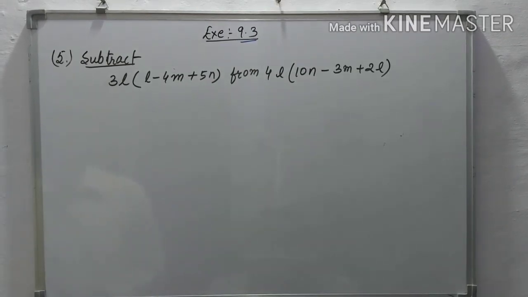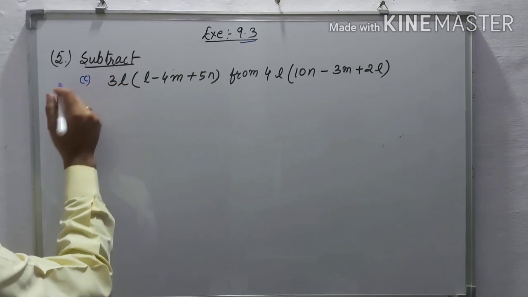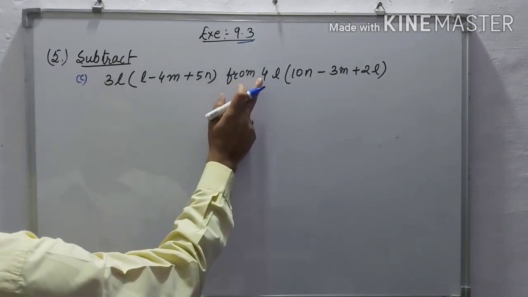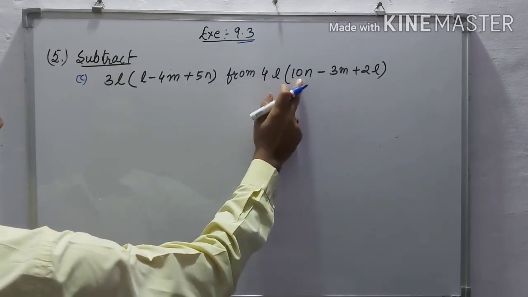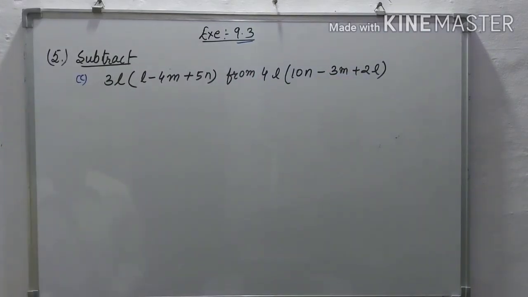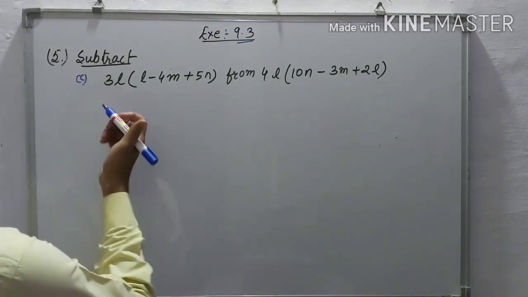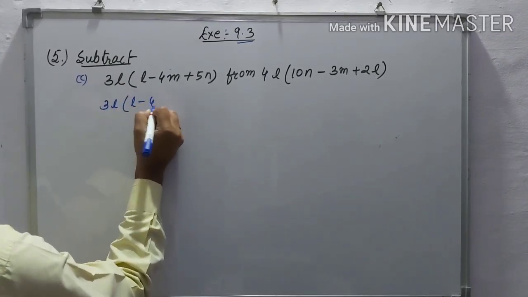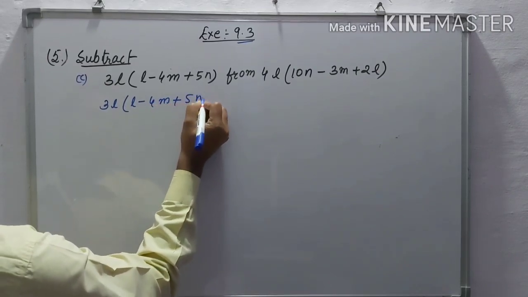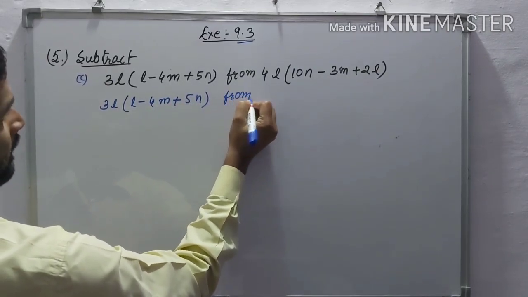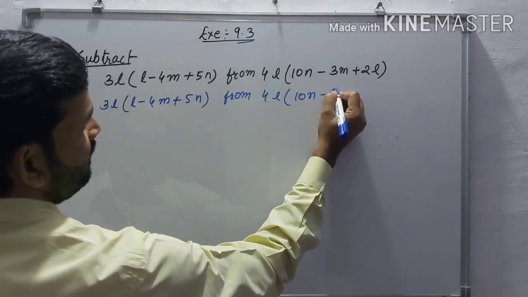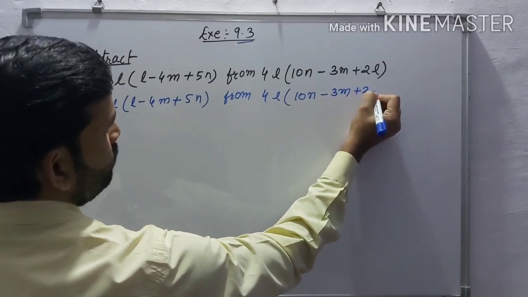Subtract 3l(l minus 4m plus 5n) from 4l(10n minus 3m plus 2l). Means second to first. Before the subtraction, you solve the multiplication. So first solve 3l(l minus 4m plus 5n) from 4l(10n minus 3m plus 2l).